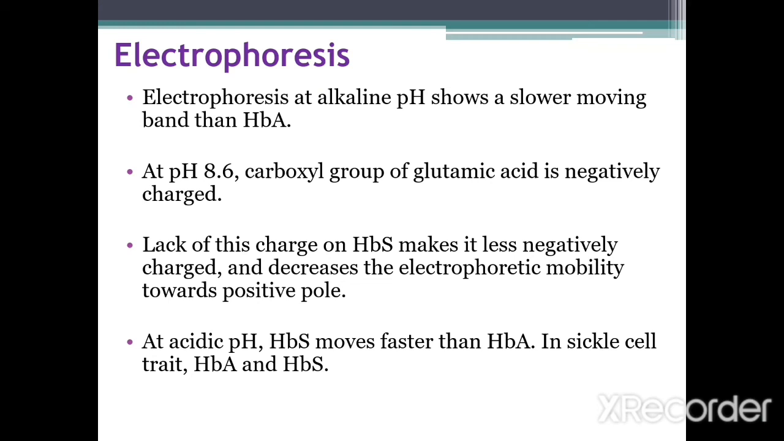Electrophoresis at alkaline pH shows a slower moving band than HbA. At pH 8.6, the carboxyl group of glutamic acid is negatively charged. As we already said, in sickle cell hemoglobin, the glutamic acid is replaced by valine. So, the lack of this charge makes HbS less negatively charged and decreases the electrophoretic mobility towards the positive pole. This is in the alkaline condition. But at acidic pH, HbS will move faster than HbA.